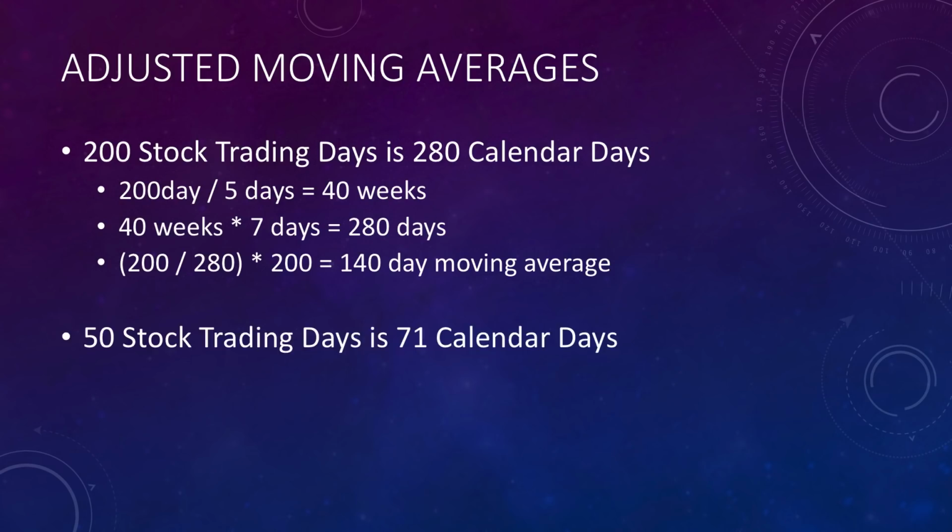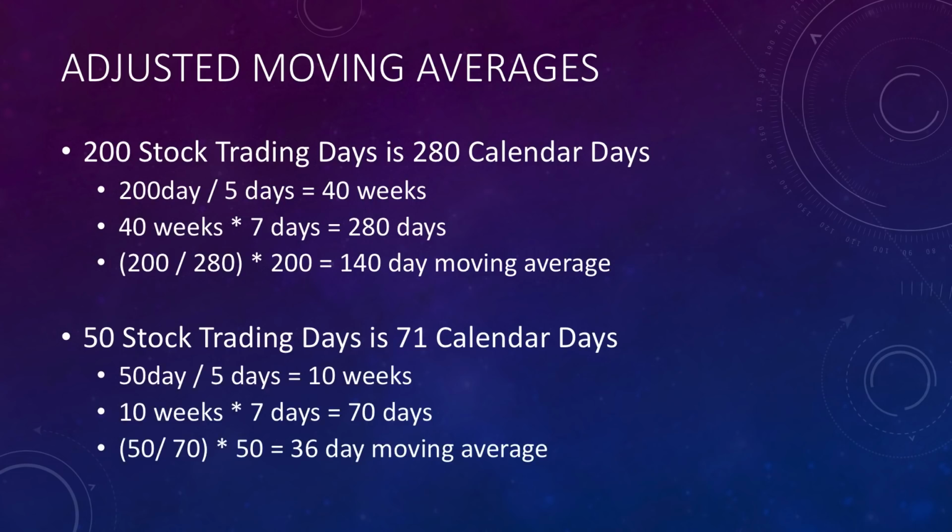but it's still pretty close. For the 50-day, you use the same calculation, and that equals around 71 calendar days. That's 10 weeks. Multiply that out, 70 days. Use the ratio, and that gives you your 36-day moving average. And so that's how I got to that. Let's go back to the charts to show you how I did that.